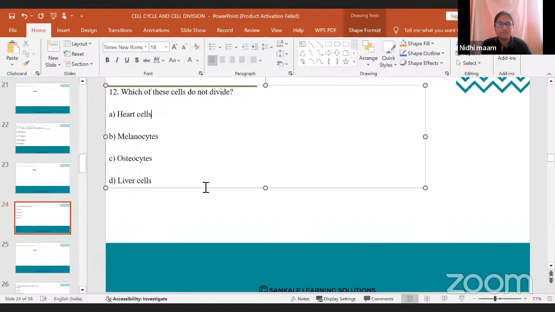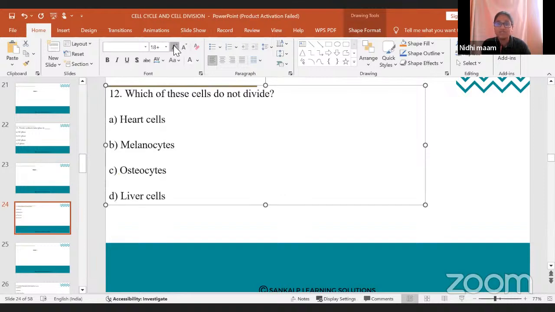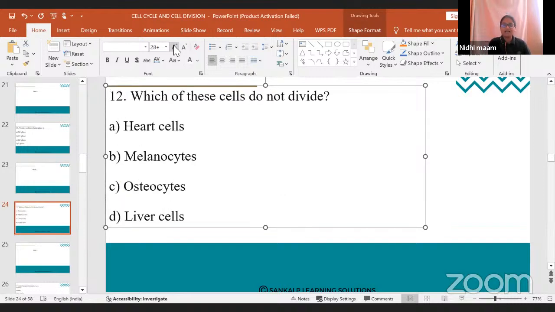Next question. Which of these cells do not divide? Among the cells given below, which cells do not divide? A is heart cell, B is melanocytes, C is osteocytes, D is liver cells.